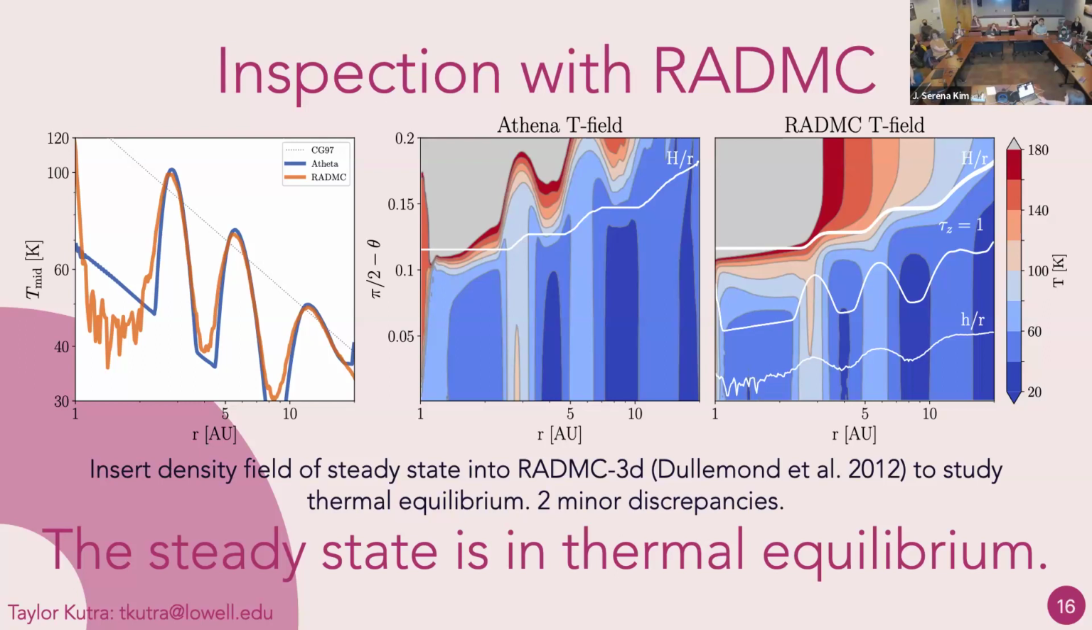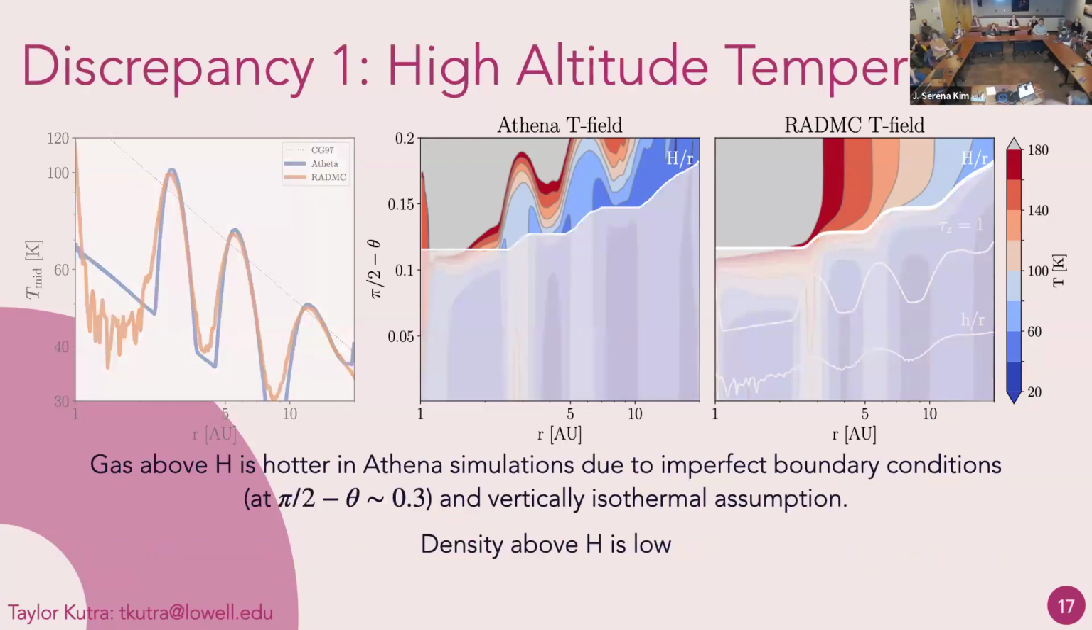There are two glaring discrepancies, one which you asked about, these temperatures at high altitudes. The gas density is so low up here that we don't think that this actually affects the irradiative flux that the disk is receiving. And the reason it's different here is because we treat the gas above the optical surface with this vertically isothermal assumption. And so that's why we're getting that. There's also, at the upper boundary of the computational domain, compressional heating from imperfect boundary conditions. But the density is so low that we're not concerned about it.